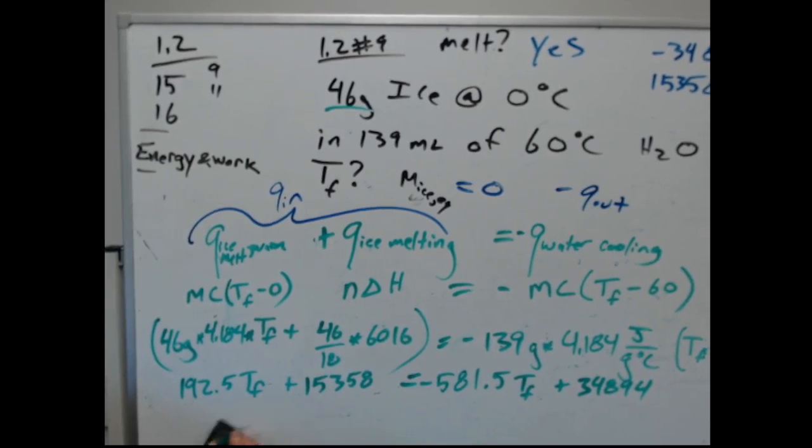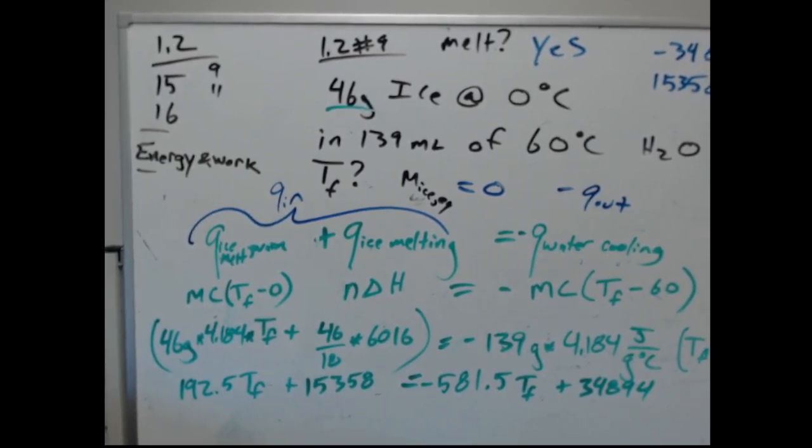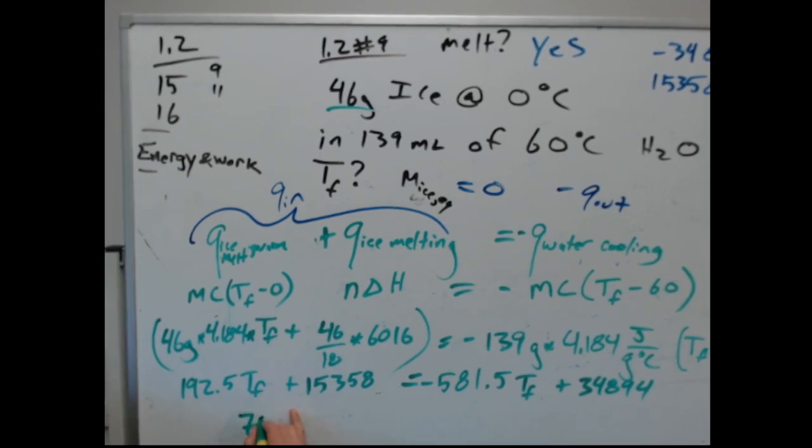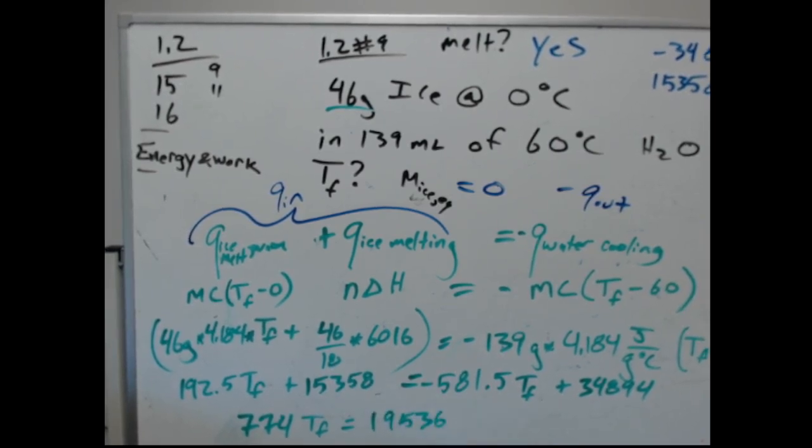And well, before I calculate T final, let's just do that. 1348. So we'll do 192.5 plus 5, not 18, 81.5 gets us 774. T final is equal to 34894 minus 15358, 19536.